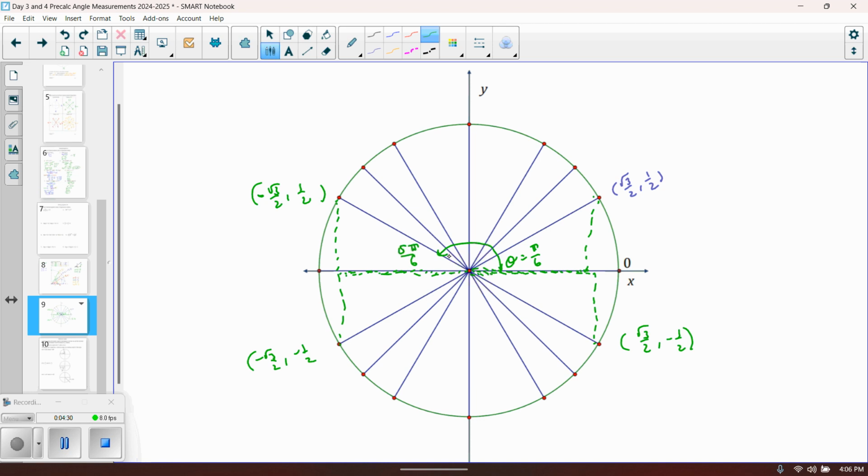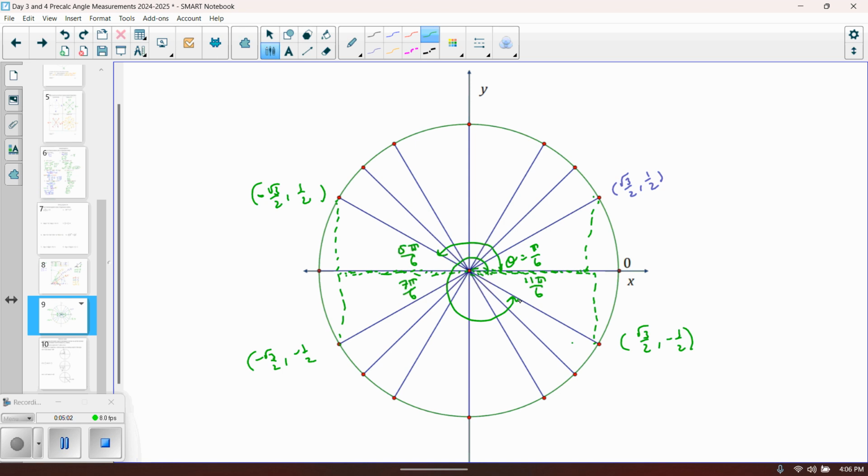Okay, the next one would be 6 pi over 6. Well, that's reducible. That makes sense because that's at the same place as pi. So the next one is 7 pi over 6. So this one right here represents 7 pi over 6. 8 pi over 6, 9 pi over 6, 10 pi over 6, all of those reduce. The last non-reducible is 11 pi over 6, which is all the way around to there. That's 11 pi over 6.